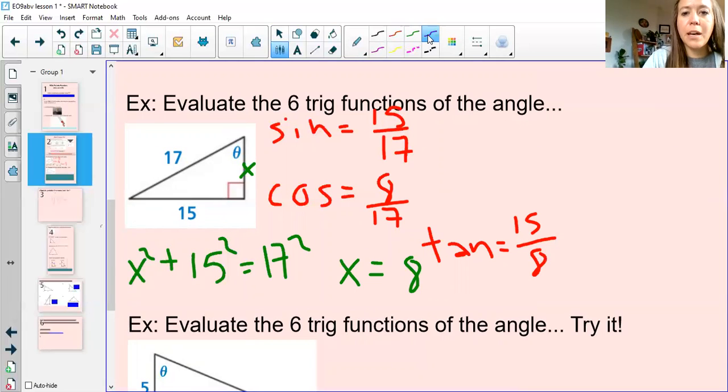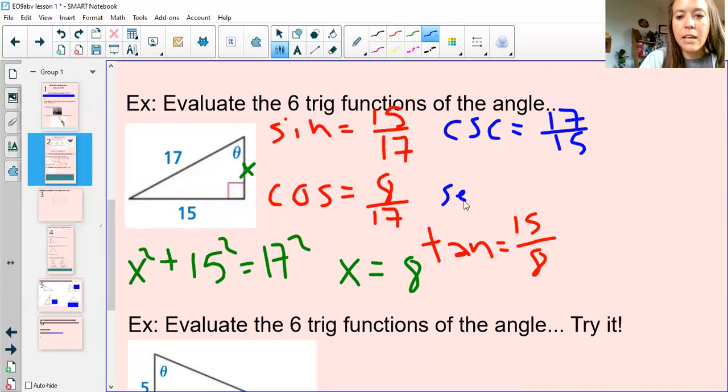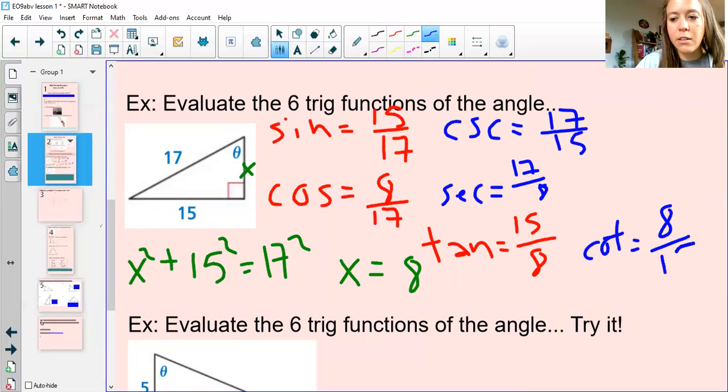Now I'm going to do my inverses in blue. The inverse of sine is cosecant. I know it's tempting to say secant because they're both with an S, but remember that it's just the opposite of that. So all I'm going to do is flip the numbers: 17 over 15. The inverse of cosine is secant: 17 over 8. And my cotangent then will be 8 over 15. So those are my 6 trig functions of that angle.